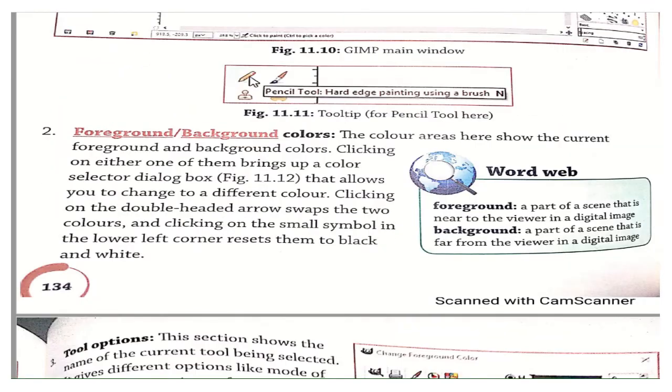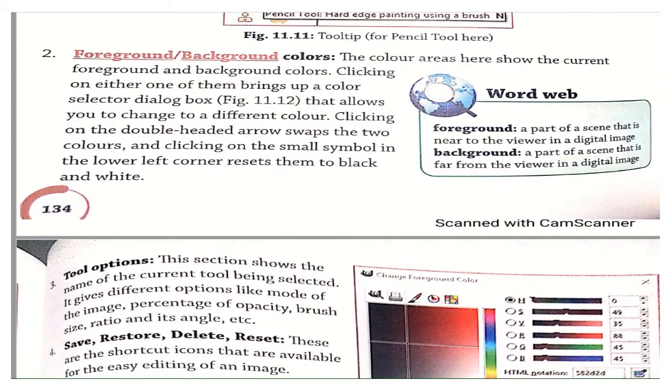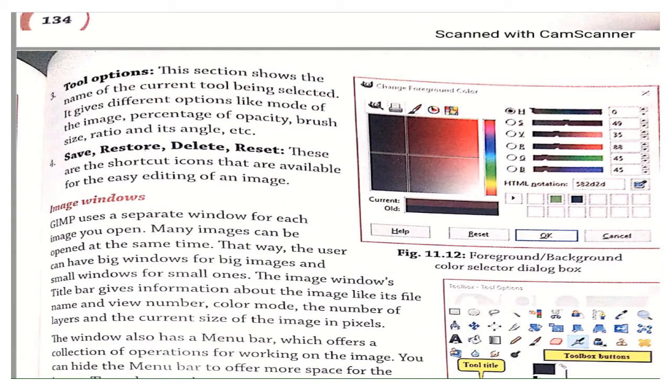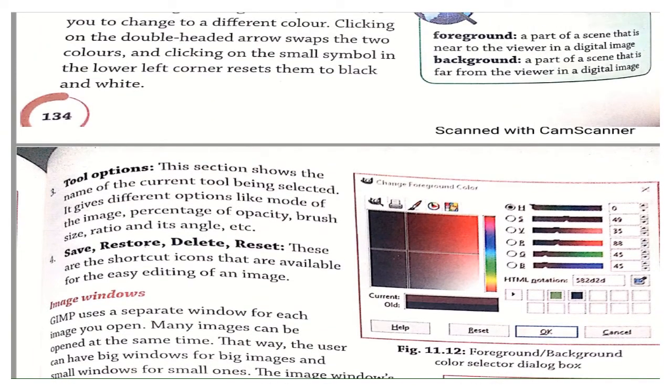Now, next is foreground or background color. This is used to change the background or the foreground color, and a dialog box will appear. You need to select the color from there. Now, what is the difference between a foreground and a background? Foreground is the part of a scene that is near to the viewer in a digital image, and background is the part of a scene that is far from the viewer in a digital image.